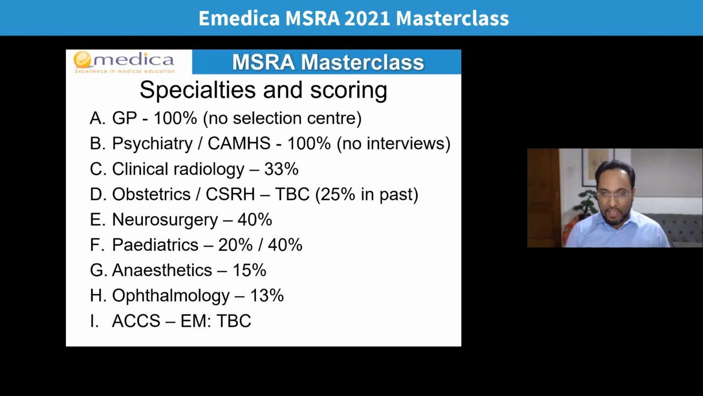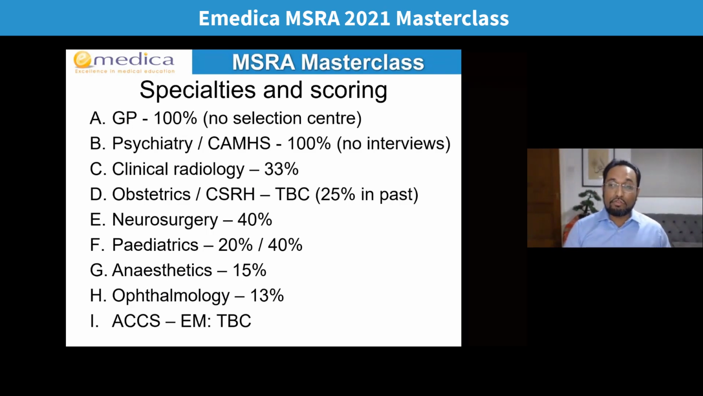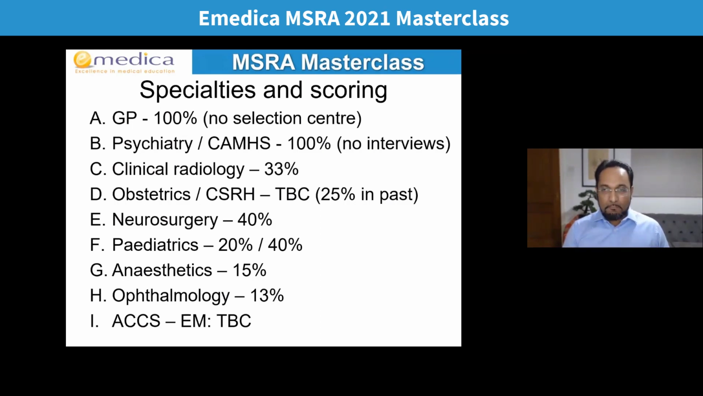Neurosurgery, it's 40% of your total. So again, it's significant, okay? Pediatrics, there's two options. Plan A is that all the interviews will be able to go ahead remotely and it will be 20%. If there aren't enough consultants to do the interviewing, then they might shorten the interviews, change the format of the interviews. So Pediatrics' Plan B is that the MSRA will be 40%. So Plan A is 20%. Plan B is going to be 40%.